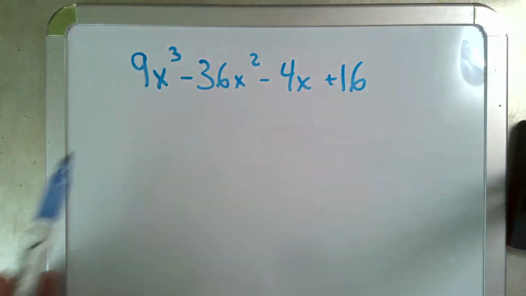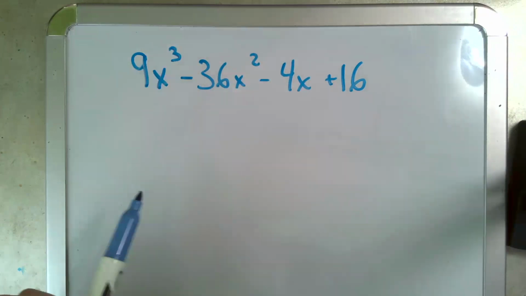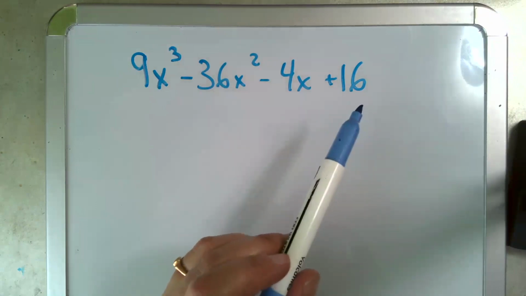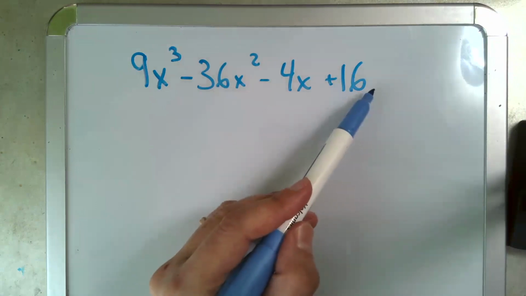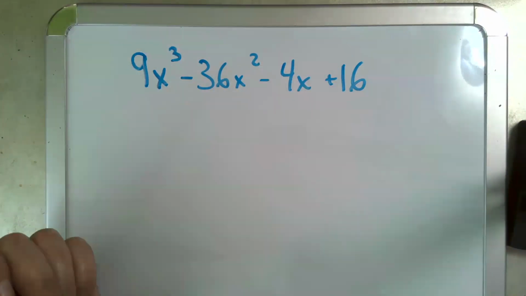In this example, we have 4 terms, and one of them is a cubed. First thing we're going to check is there anything common to all 4 terms? The answer is no. This one doesn't have an x. These 3 are all divisible by 4, but 9 is not. We do not have anything common.